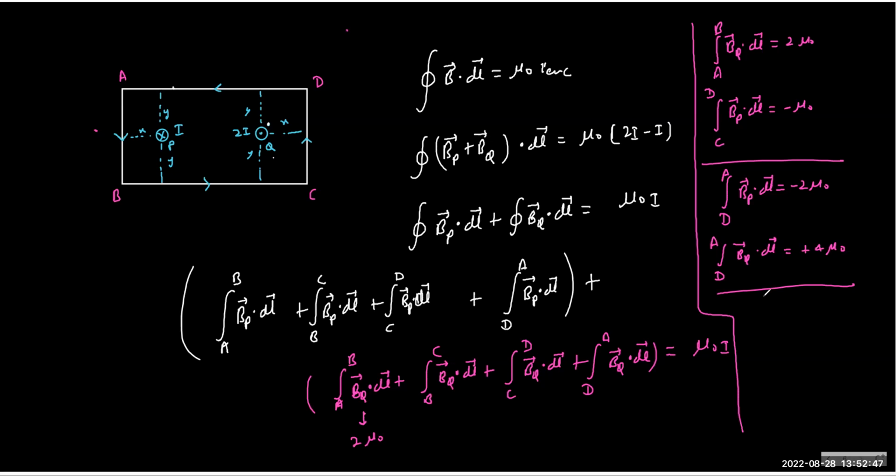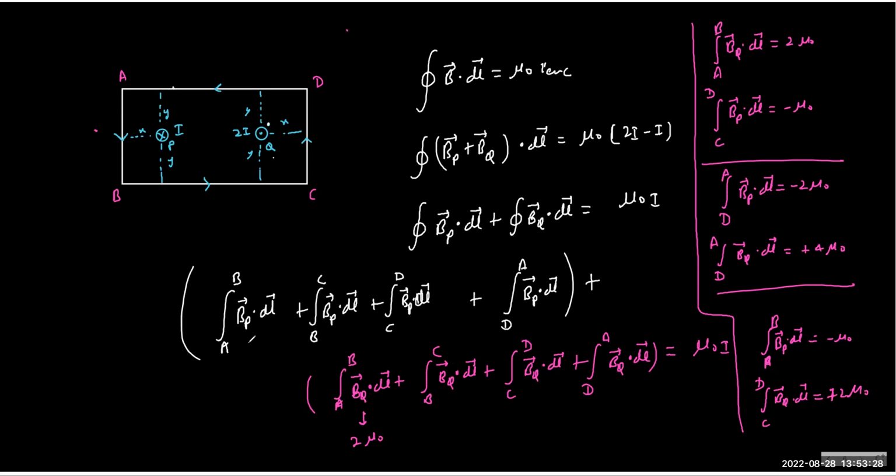Now last is BP A to B, which is minus mu naught. So if BP A to B is minus mu naught, then BQ C to D will be plus 2 mu naught. Yes, sir. So after writing all this pairwise, we can actually substitute every value.